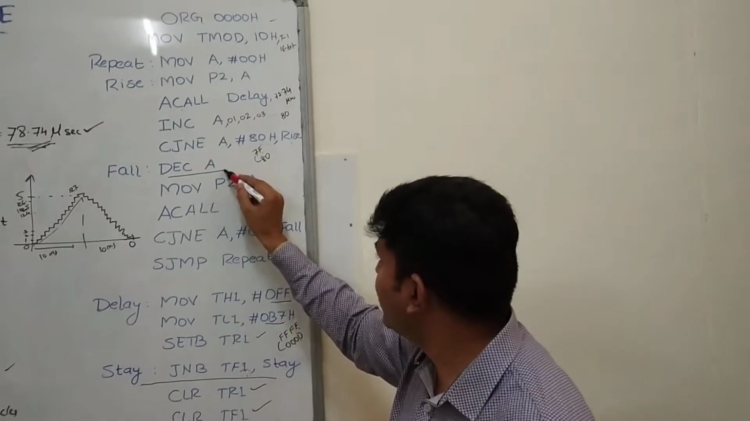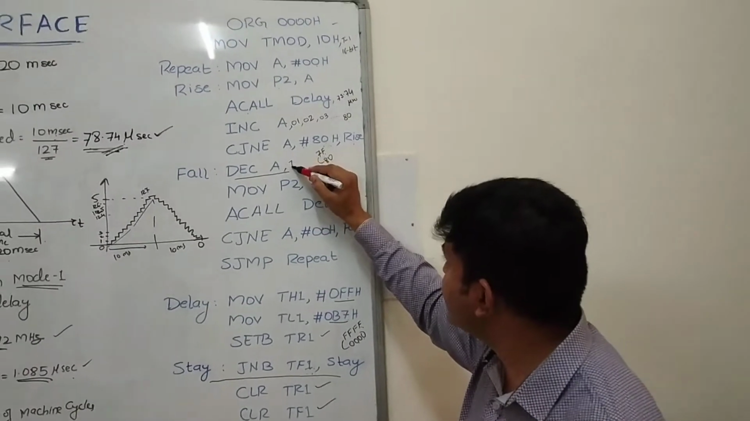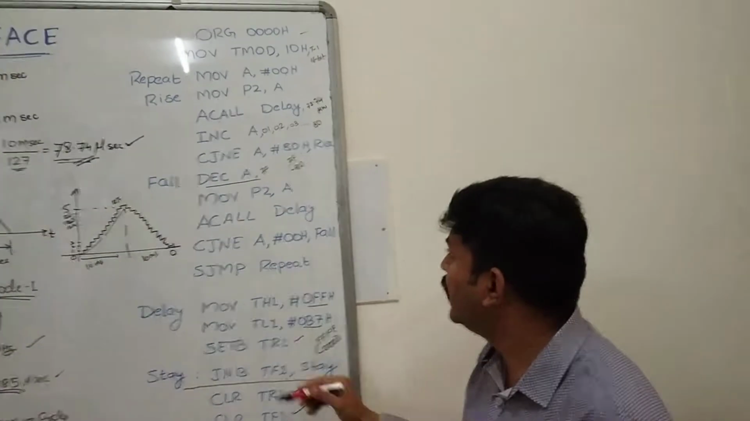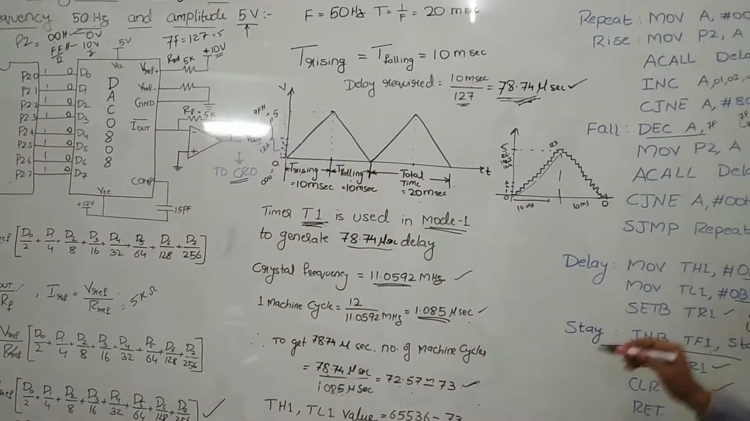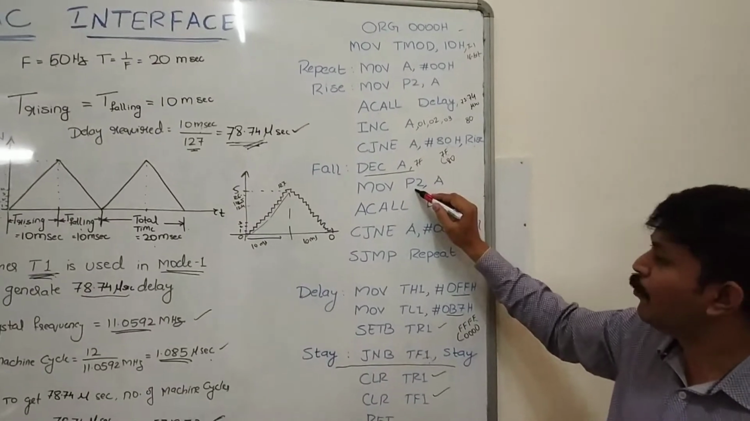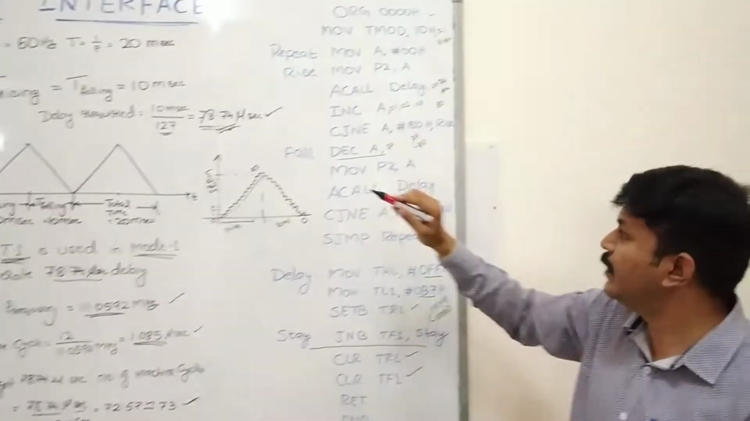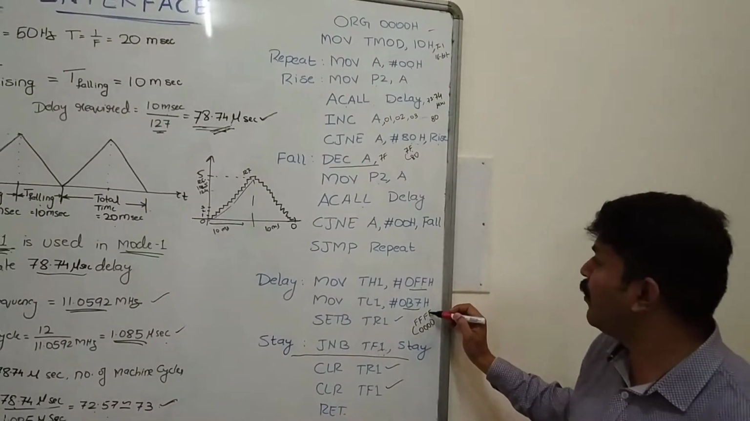Here there is a decrement accumulator. So here ATH is decremented by 1, that is 7F. It will become 7F. So again it means 5 volts. Again we will start from 5 volts. So move accumulator contents to port 2. So port 2 is what I have interfaced to the DAC. Then call delay of 78.74 microseconds.